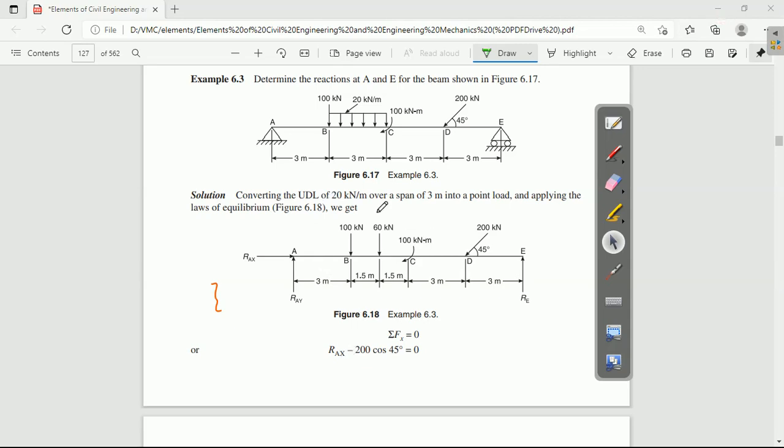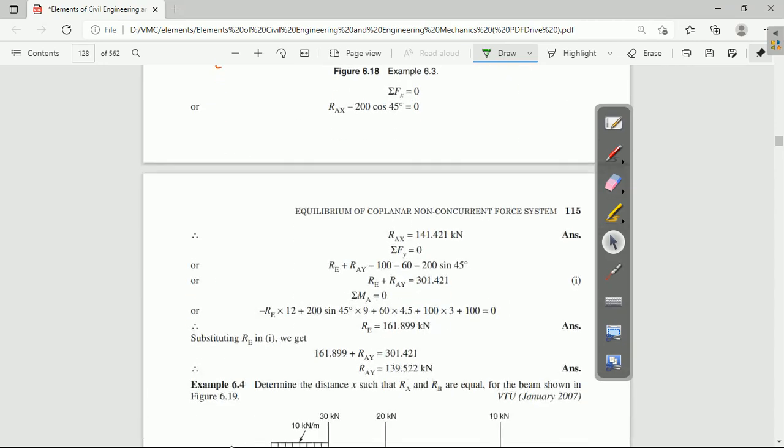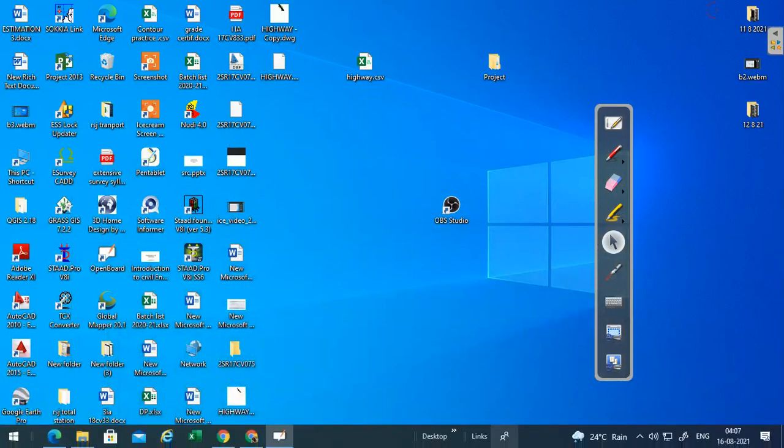This is the problem you can see here, as I explained. Here the 60 kilonewton is converted to a point load, and summation of Fx and Fy you need to apply, and this is equation 1. Take the moment and add the 100 Newton moment that is given. Finally you will get the support reactions. Like that you need to solve the problems by considering the different support reactions given in the problem. Yes, is it clear? Let me continue the remaining problems.